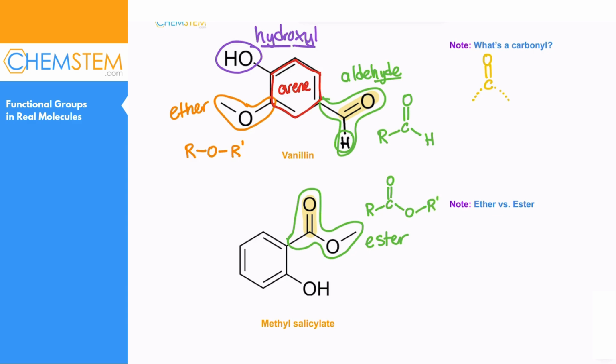So make sure you know the difference between an ether and an ester. Generically, ROR, that's going to be an ether. Remember, either or. But an ester is going to be R carbonyl OR. So that's the difference. And of course, we already know that we have a hydroxyl here. So I'm just going to circle the hydroxyl and write it out just so you're used to seeing it.